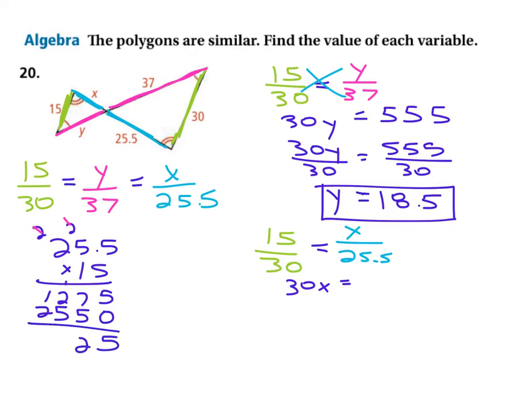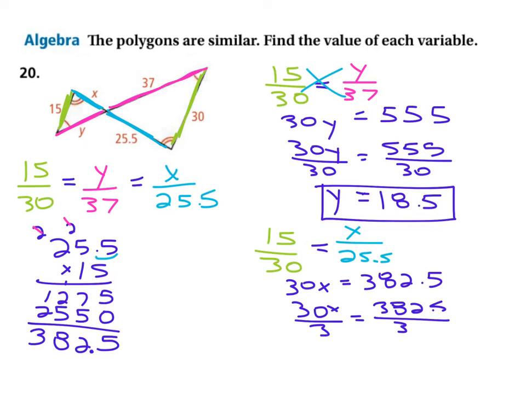And we get 5, 2, carry the 1, 8, 3, and how many numbers are behind a decimal in the problem? We had 1 digit behind a decimal, so in our answer we're going to have one digit. So we get then 30x equals 382.5. And now I have to do this division. I have to do 30x divided by 30 equals 382.5.